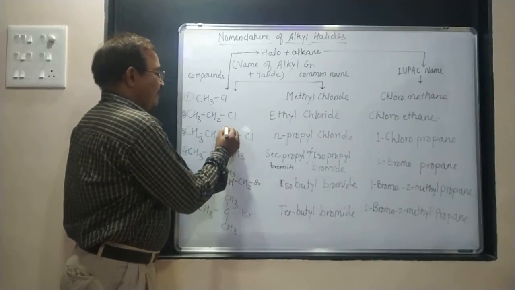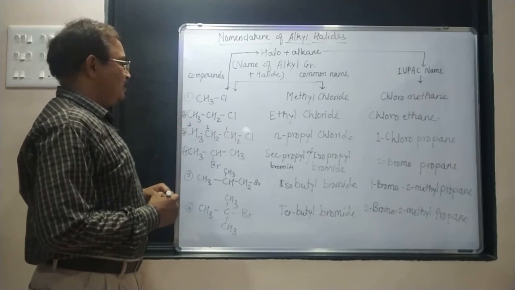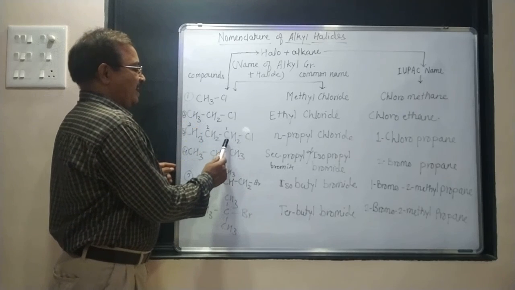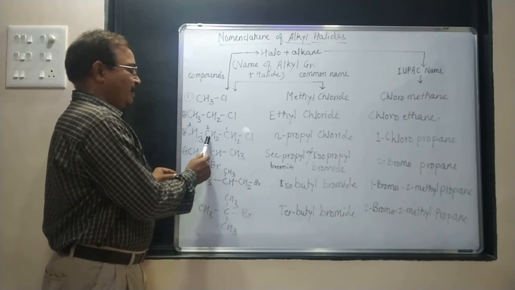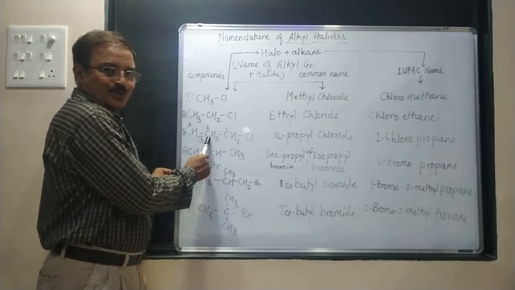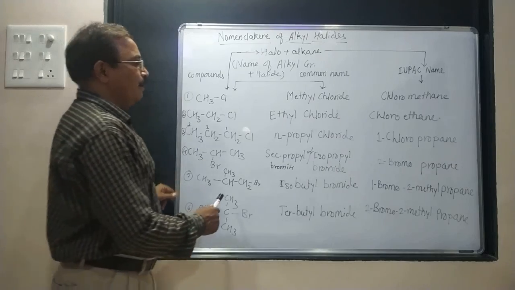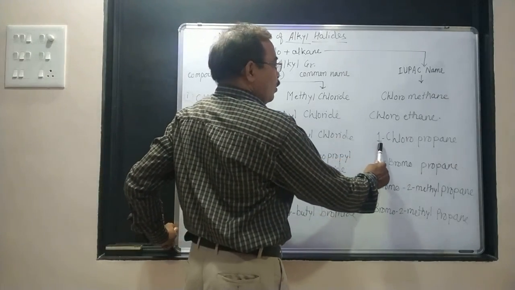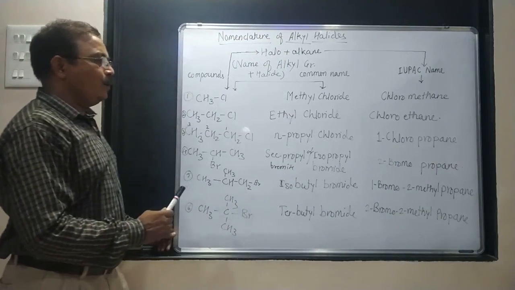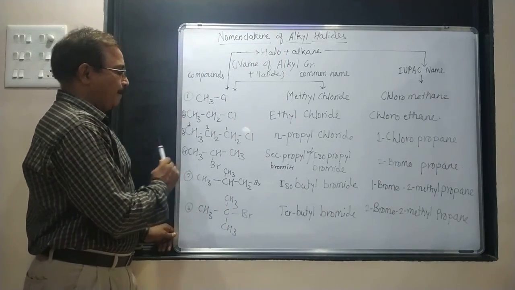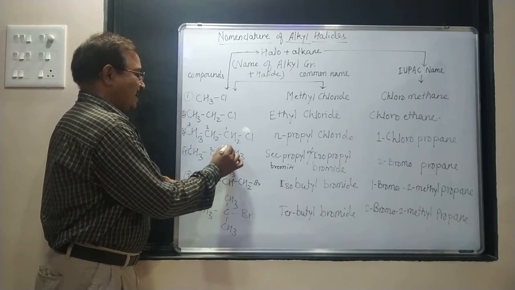So I will start the numbering from the end which is nearer to the halogen, so that the halogen is present at the first carbon atom. This halogen may also be attached to the second carbon. Therefore, that's why we have to take the help of a number. And the IUPAC name will be 1-chloropropane.